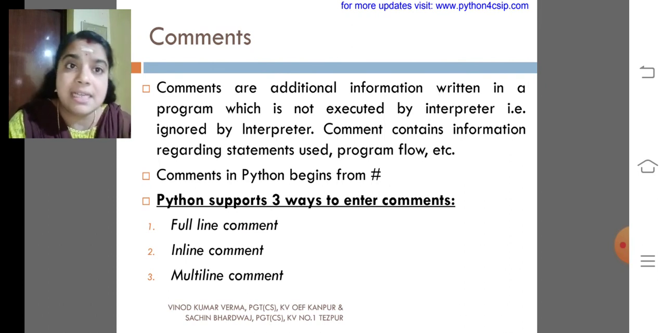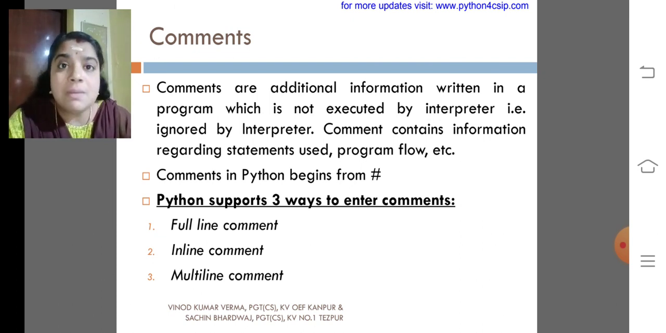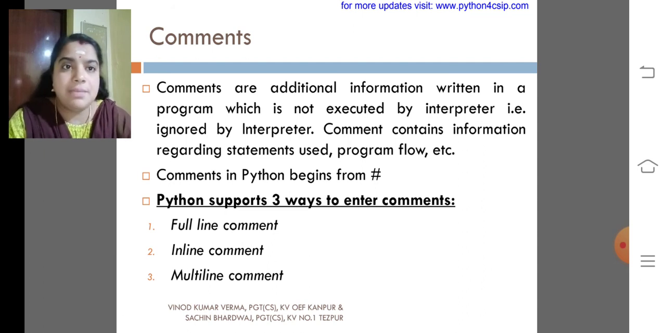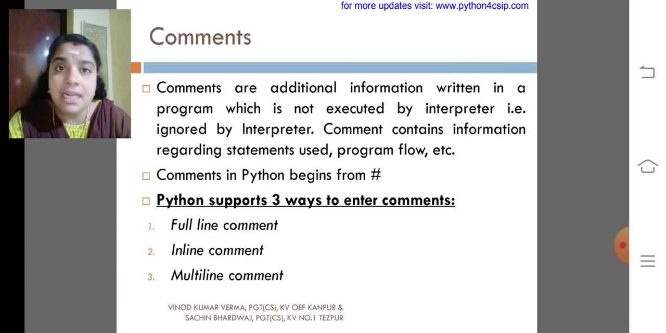Comments that we already discussed. Comments are additional information written in a program which are not executed by the interpreter. That is, the lines which begin with a hash will be ignored by the interpreter. That is nothing but additional information about a statement. Comments contain information regarding statements used, program flow, etc. Normally comments begin with what? The symbol hash. Python supports 3 ways to enter comments. Full line comment, inline comment, multiple line comment. Full line comment begins with a hash. Inline comment also begins with a hash.